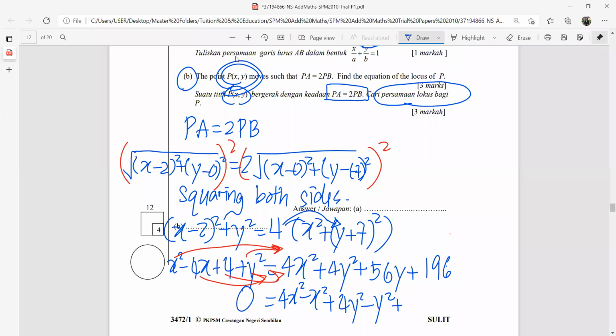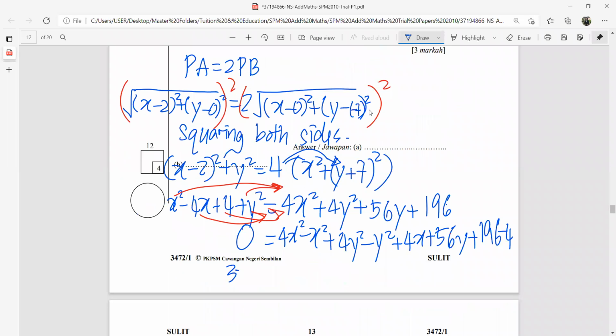So after that, negative 4x bring here become positive 4x, and then plus 56y, rearrange only. My job is to rearrange. Plus 4 bring here become minus 4. Okay, your final answer: 3x squared plus 3y squared plus 4x plus 56y plus 192 equals 0. Do you get it correct? Yeah, I saw your friend, right?